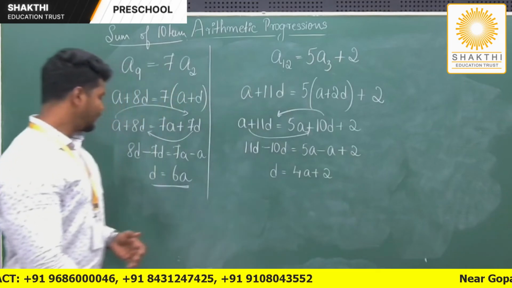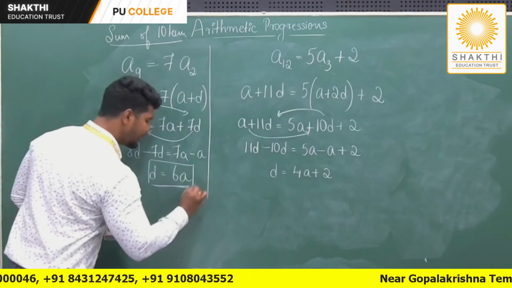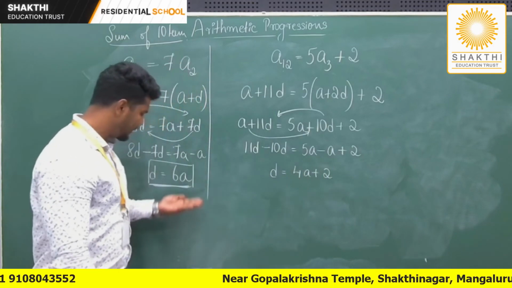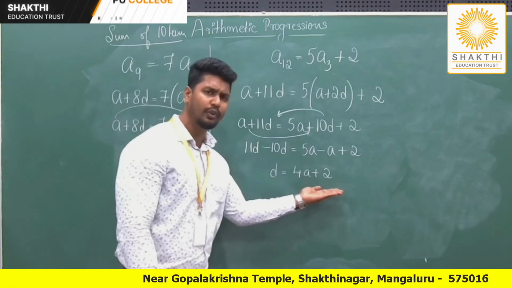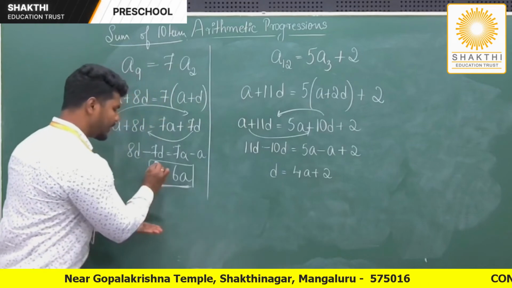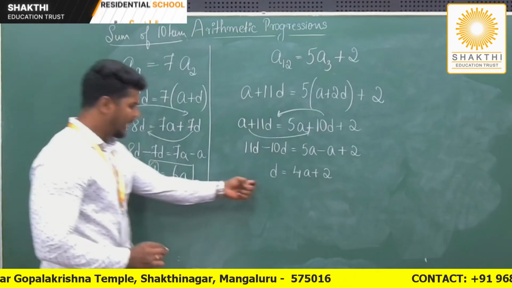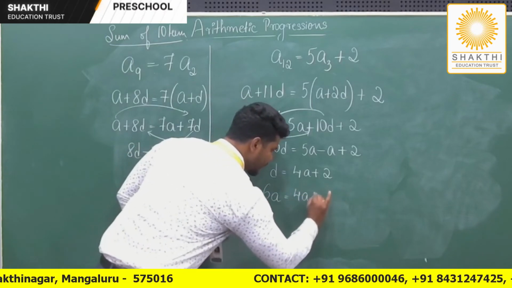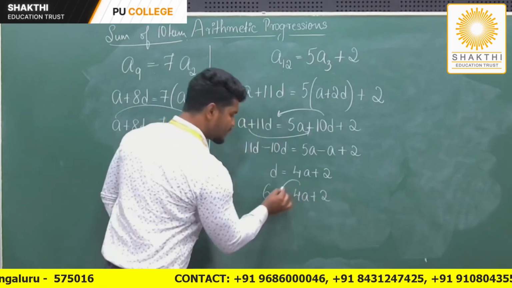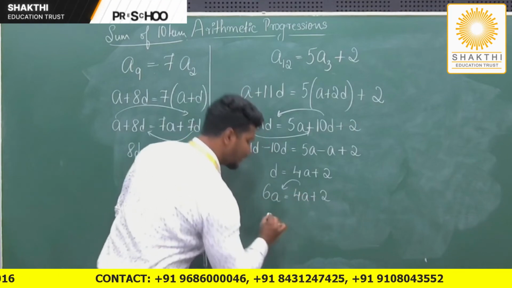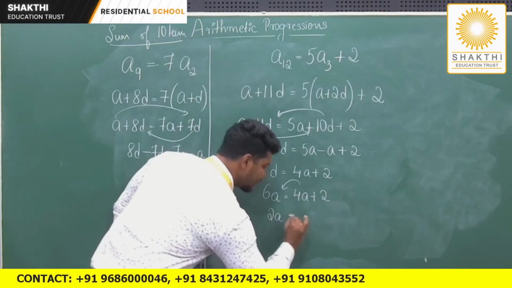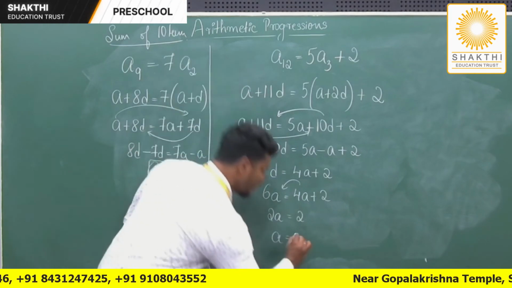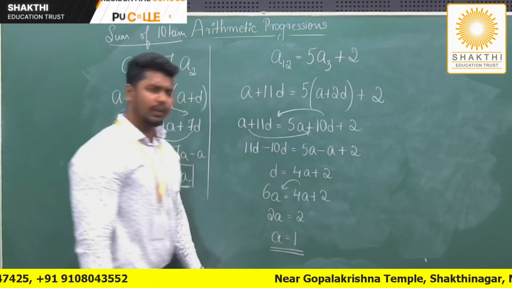Once again, from the previous expression we have got D is equal to 6A. Here it is D is equal to 4A plus 2. So I can say 6A should be equal to 4A plus 2, just replacing the previous value of D. I'll write it here: 6A equal to 4A plus 2. From which I can say 6A minus 4A is 2A, equal to 2. The value of A is equal to 2 divided by 2. Obviously, A is equal to 1.